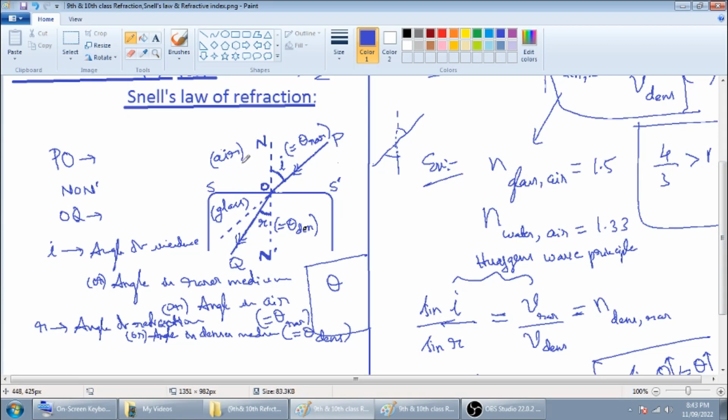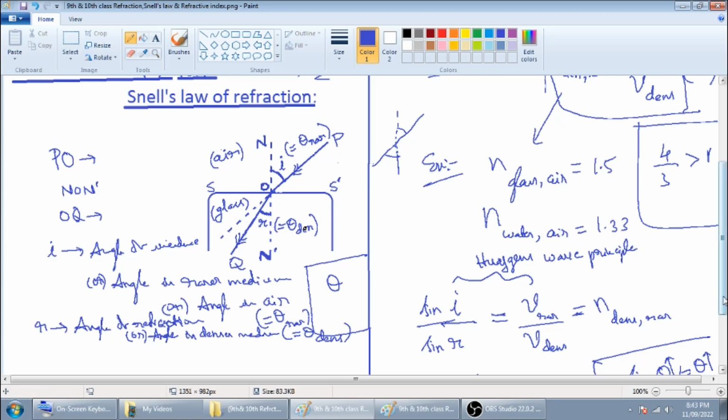But in certain real life situations, the rarer medium need not be air, it can be water. For example, a glass block immersed in water. So surrounding the glass block, which medium is present? Water is present. That way the rarer medium need not always be air. In special situations, other media also can be present. But the simplest thing, we usually have only air as our surroundings. So for any denser medium, the surrounding rarer medium can be taken directly as air.